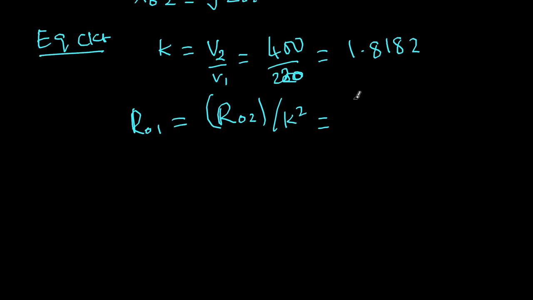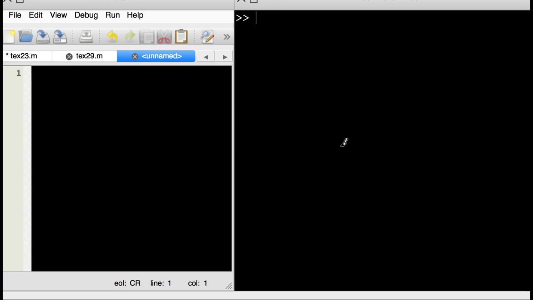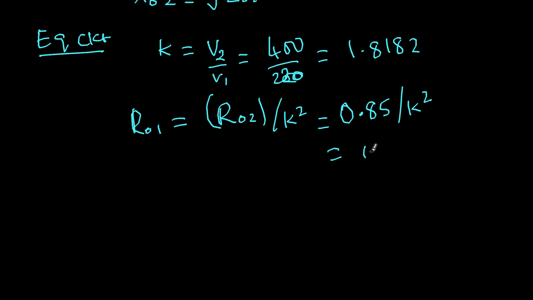So what is R02? 0.85 we have got. So divided by K square. I am just storing K in answer. So 0.85 divided by K to the power of 2 is 0.257. So 0.257 ohms.